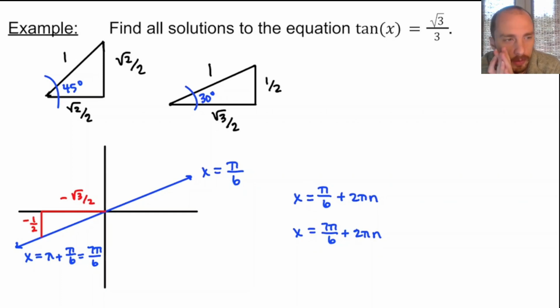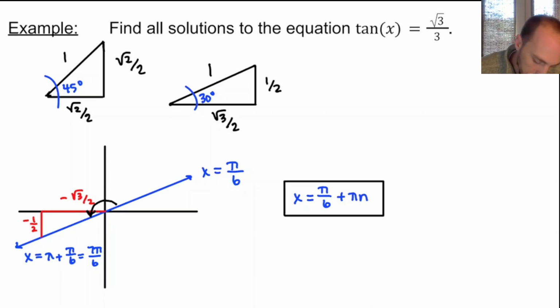And if you notice, first thing I would point out is that these two solutions here are separated by pi worth of rotation. They're directly across the circle from each other. And that's how all the solutions to these tangent equations are going to be, because the period of tangent is just pi. So what we could do is collapse these two down and just say x is equal to pi over 6 plus pi n.